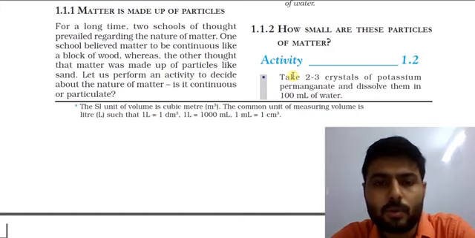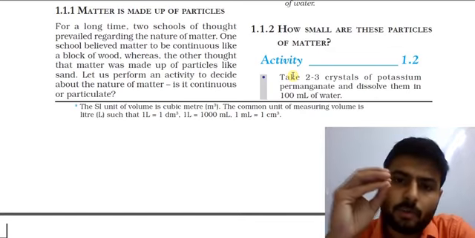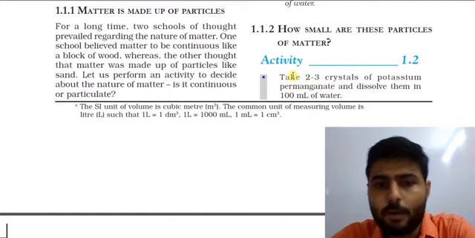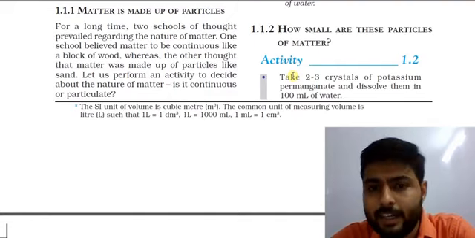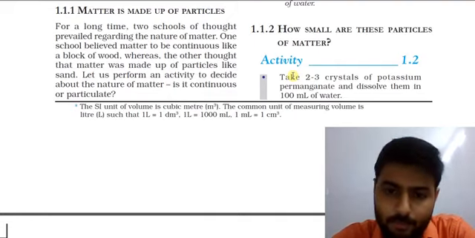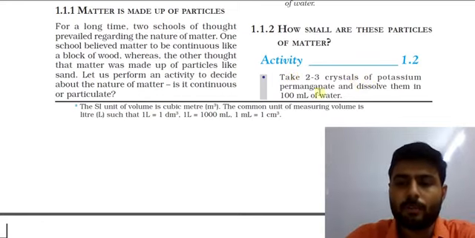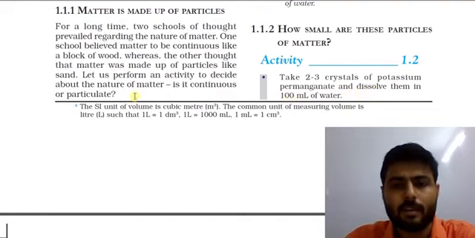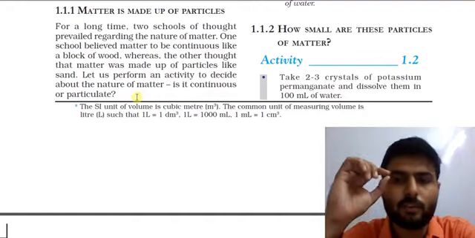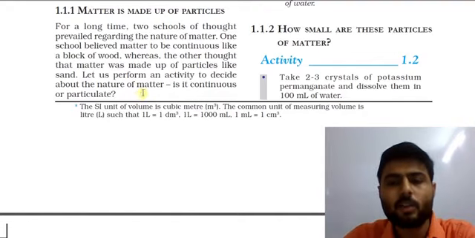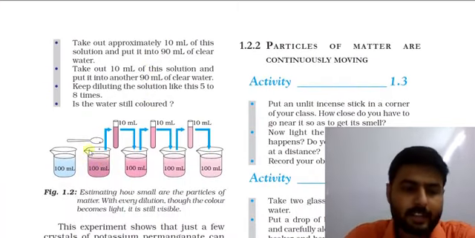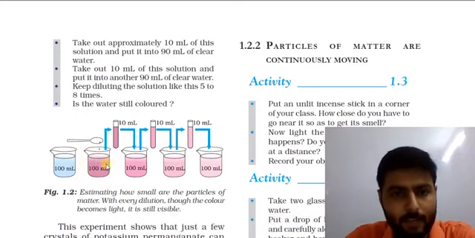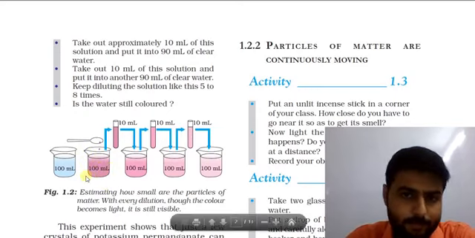Now we want to know how small these particles are. Now our topic is how small are these particles of matter. Let's understand it by activity number 1.2. Take 2 to 3 crystals of potassium permanganate and dissolve them into 100 ml of water. What will happen? The water gets a pink shade of color.